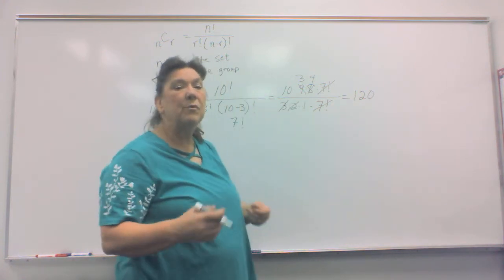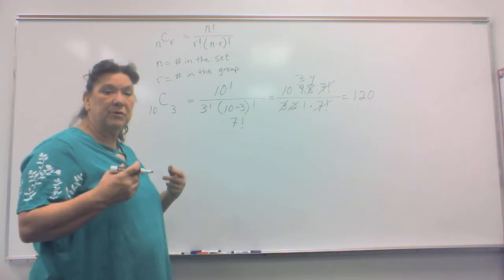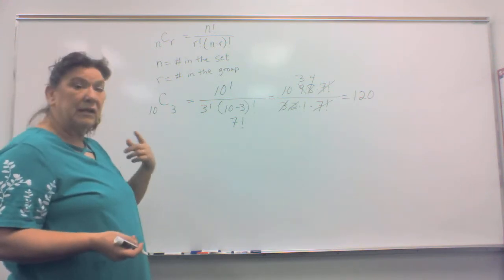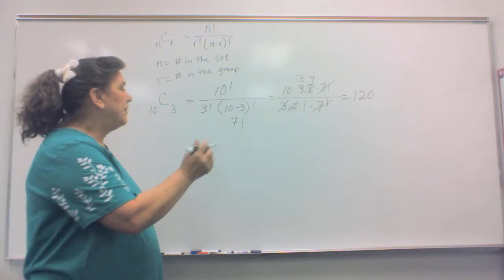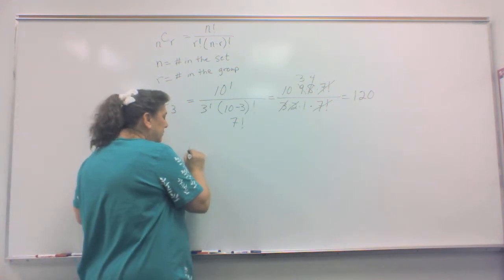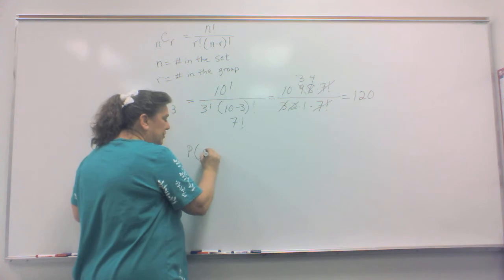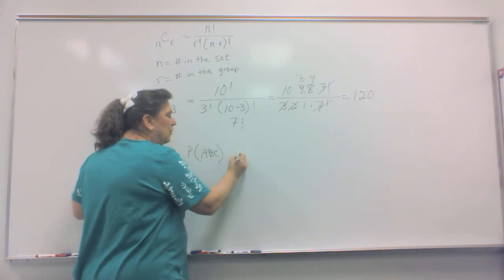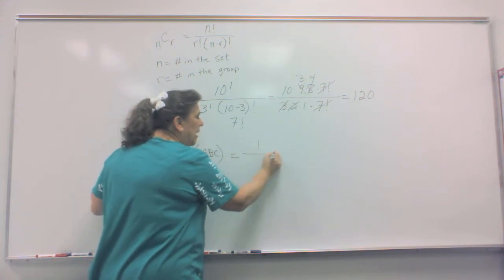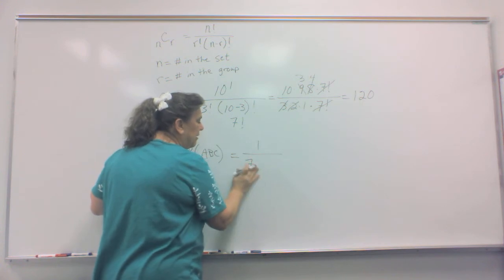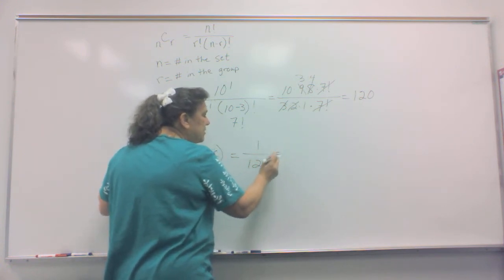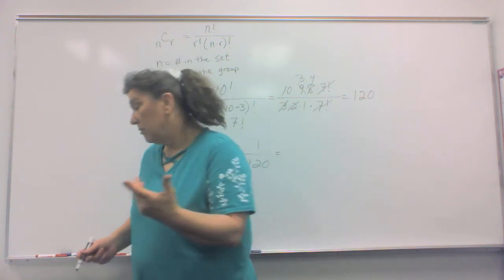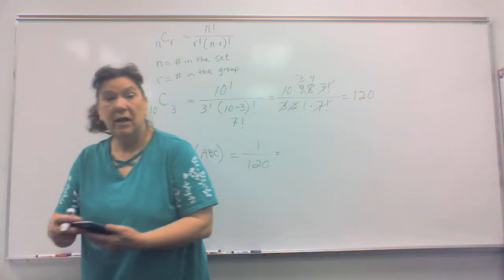So now, what would be the chance of drawing a group of 3 where the 3 letters that were chosen were an A, B, and C? And that would be my probability of choosing an ABC, 1 out of 120, which, as you see, is going to be a much greater chance than the other one.